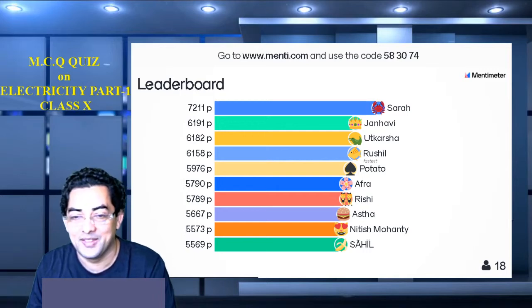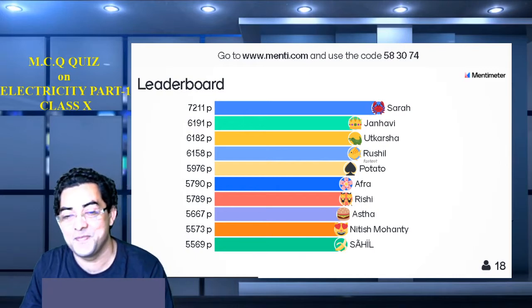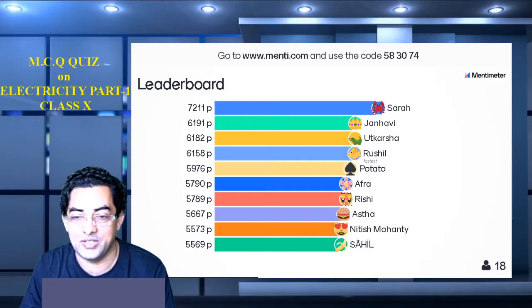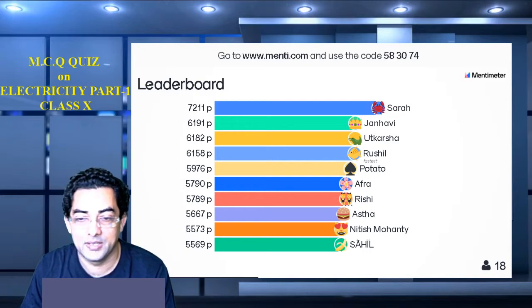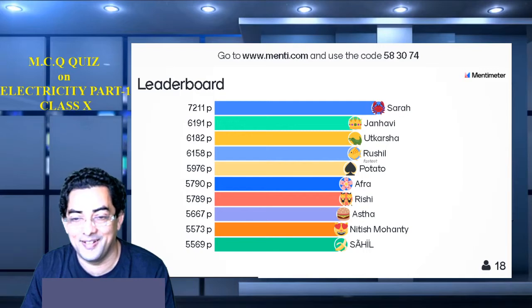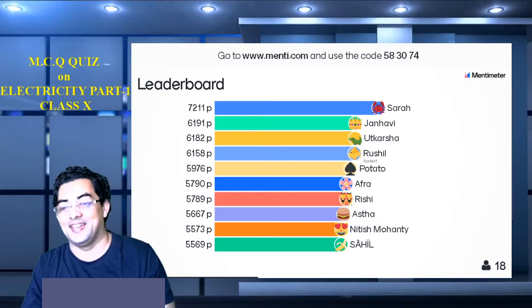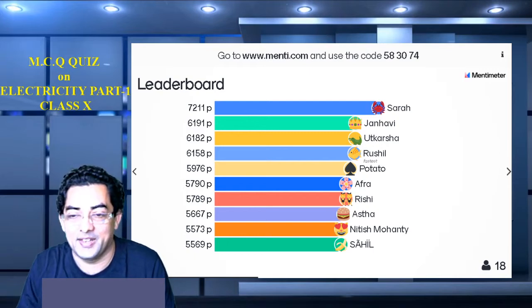So moved up. Okay, next is our potato. Then Afra the flower, followed by, who's this? Rishi the owl, I think so. I'm not able to make out that icon because it's very small on my screen. Then comes Astha the burger and Nitish the, what is that? Okay, Nitish the love bird. And then comes Sahil. Okay, let's move further.